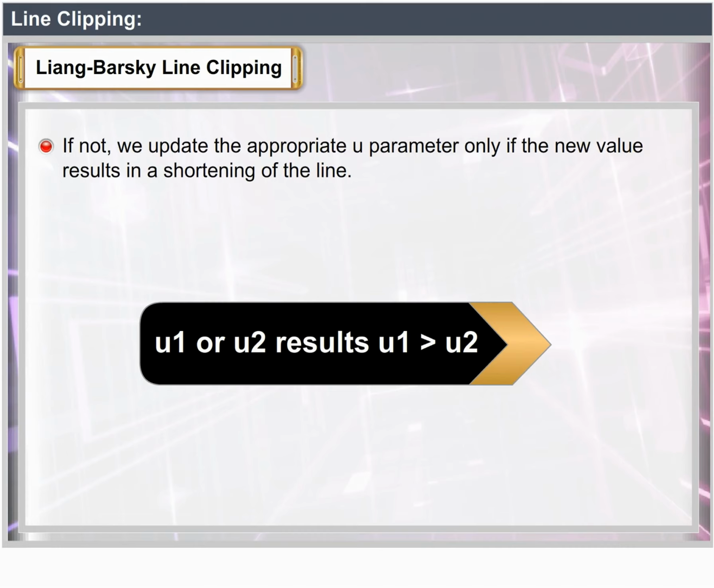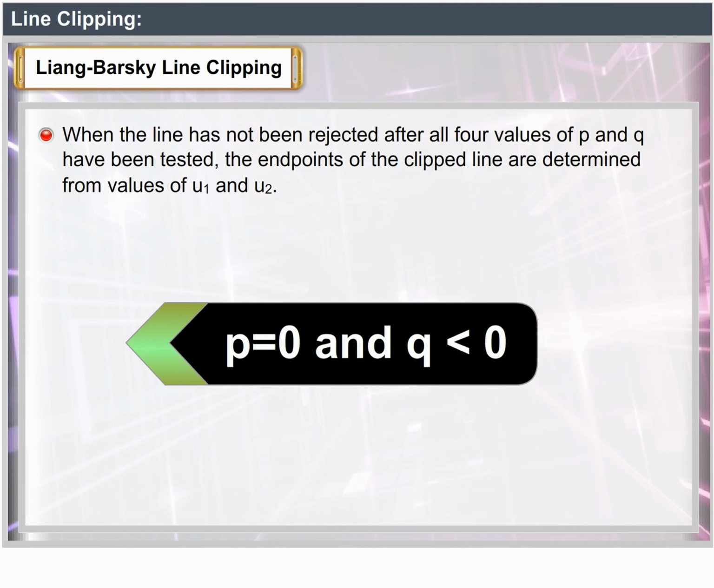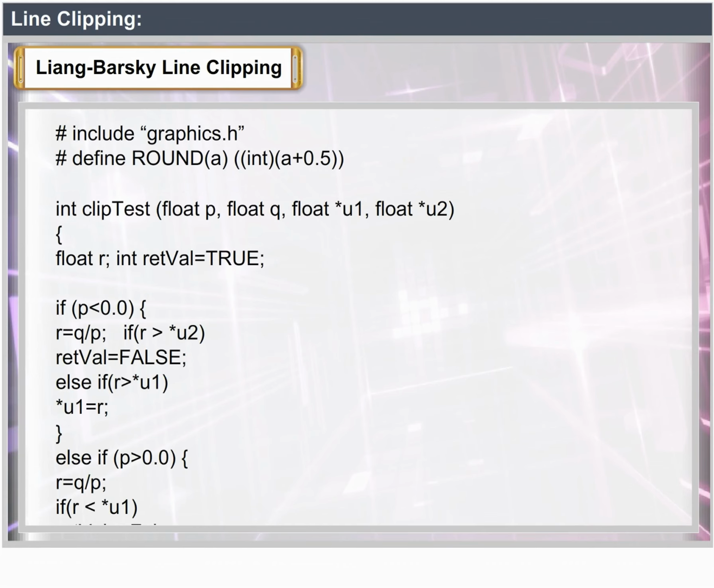When p equals 0 and q is less than 0, we can discard the line since it's parallel to and outside of this boundary. If the line has not been rejected, after all four values of p and q have been tested, the endpoints of the clipped line are determined from values u1 and u2. The pseudocode for the Liang-Barsky algorithm is presented below.